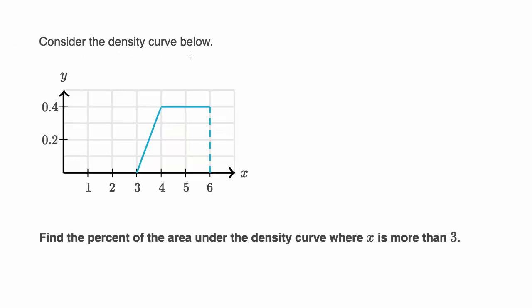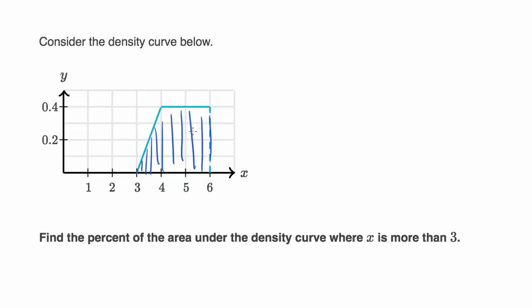Let's do another example. Consider the density curve below. All right, we have another one of these somewhat angular density curves. Find the percent of the area under the density curve where x is more than 3. So we're talking about, see, this is where x is equal to 3. X is more than 3. We're talking about this entire area right over here.